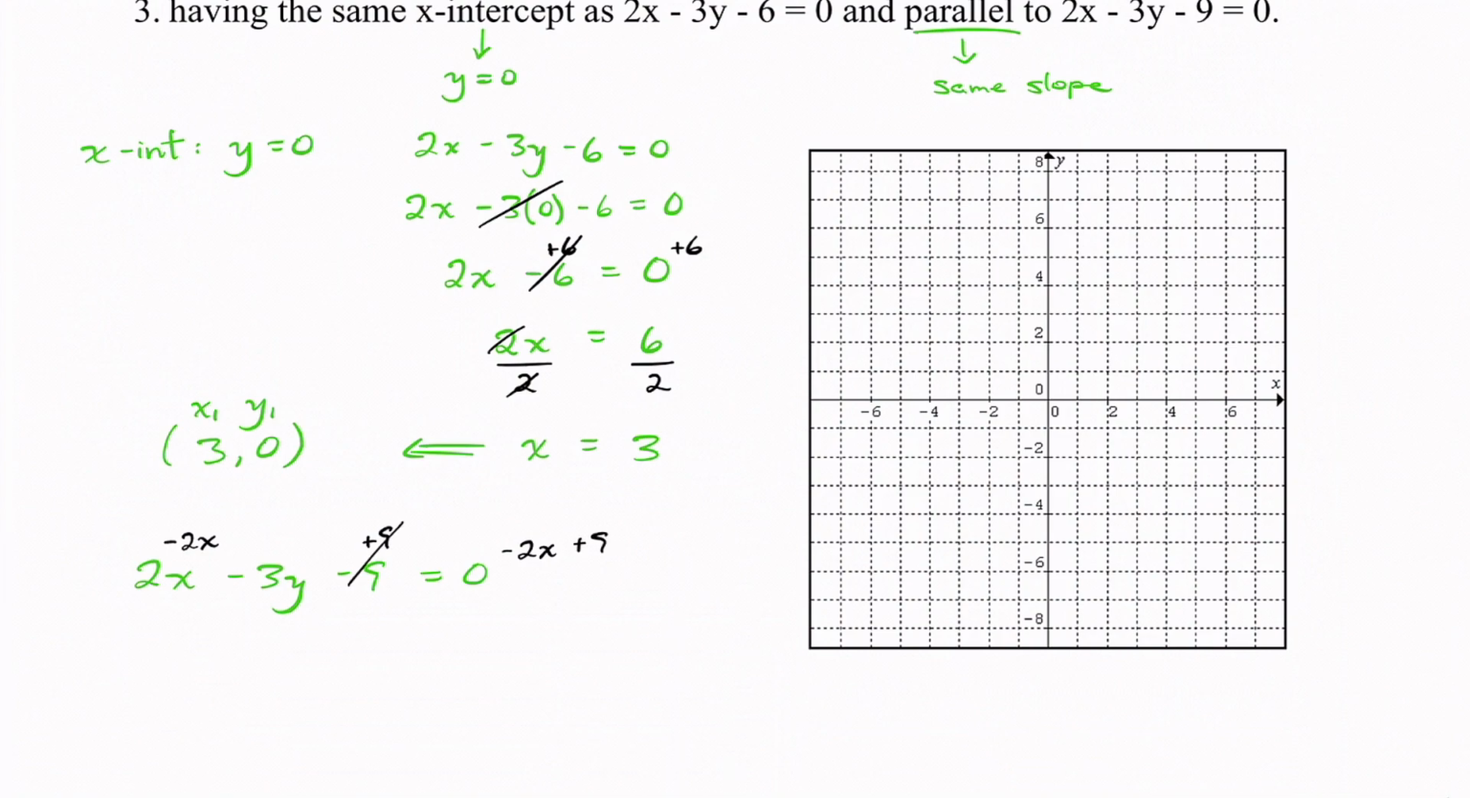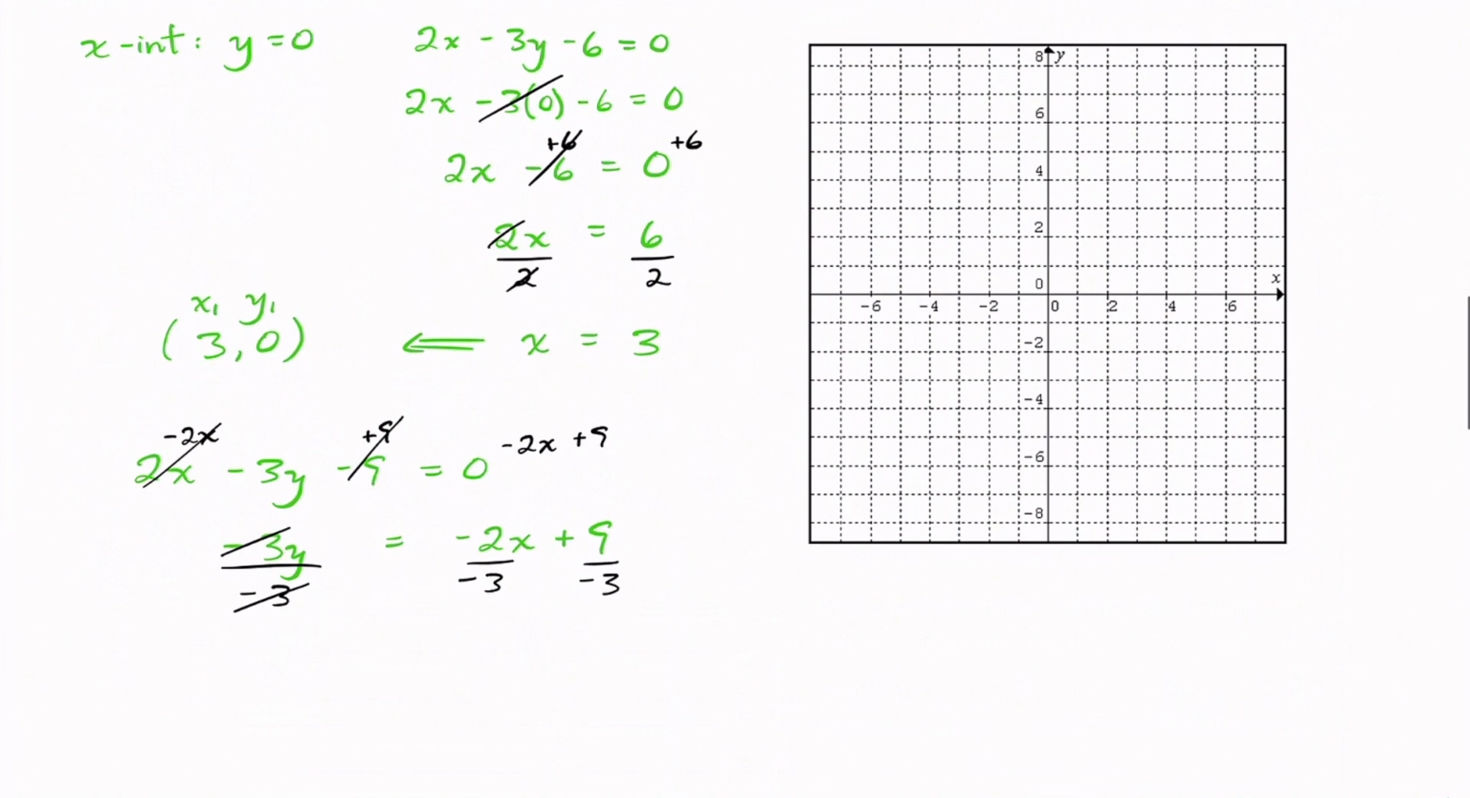So the 9's will cancel and these 2x's will cancel. So I just have minus 3y equals minus 2x plus 9. Then to get rid of this negative 3 in front of the y, we just divide by a negative 3, but then we also have to do that on the other side. So these get divided by a negative 3, and then these ones will cancel over here on the left.